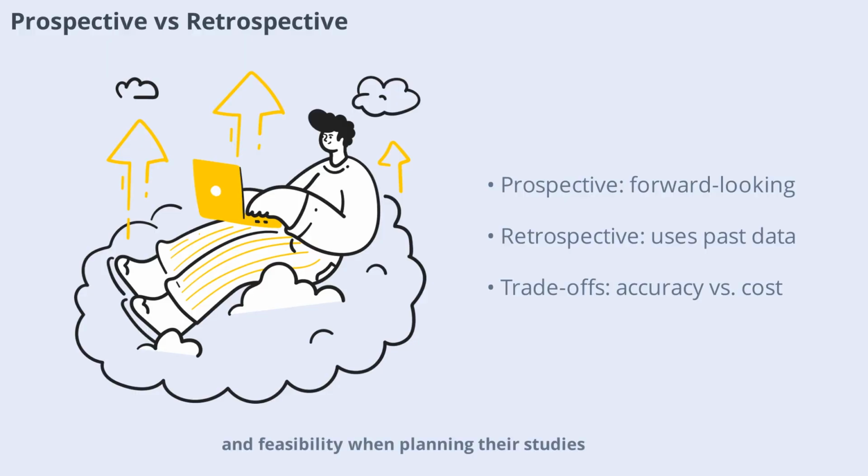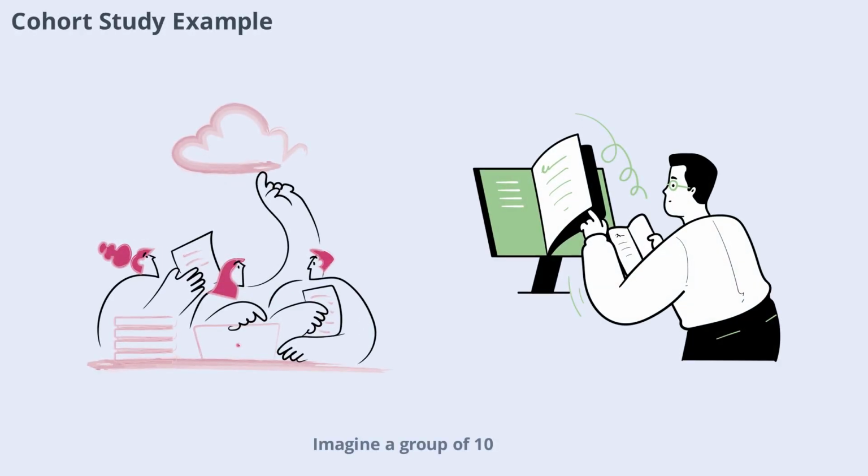Imagine a group of 10,000 adults is followed for 20 years to see who develops heart disease. At the start, researchers record lifestyle factors like diet and exercise. Over time, they compare the incidence of heart disease between those who exercised regularly and those who did not. This is a classic example of a cohort study, where exposure is measured before the outcome occurs, allowing for direct calculation of risk and incidence rates.